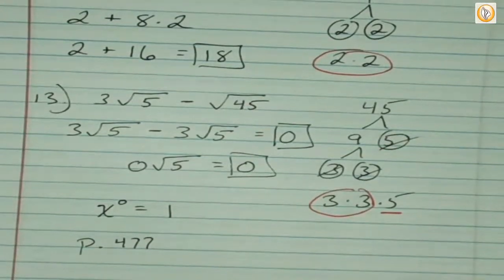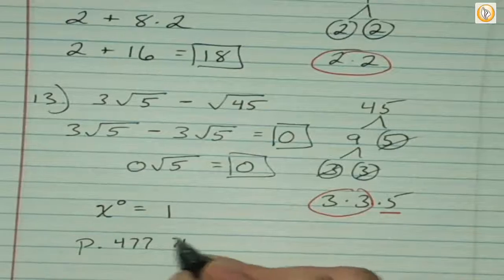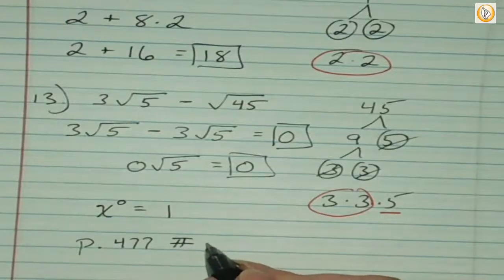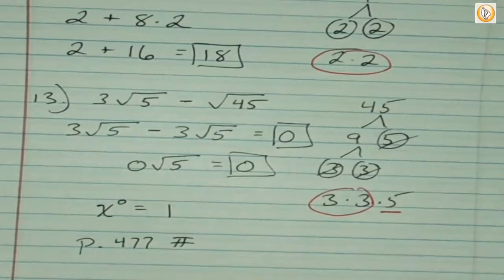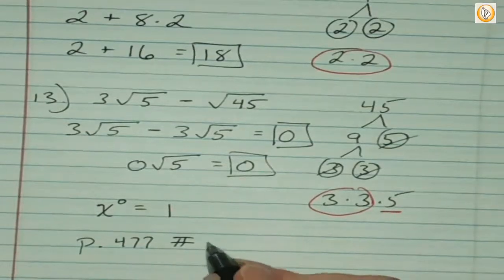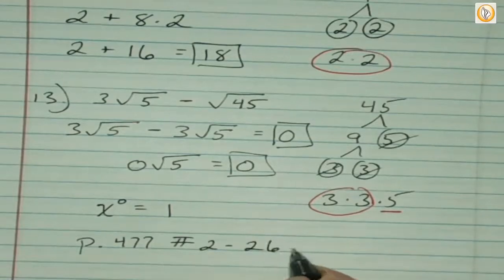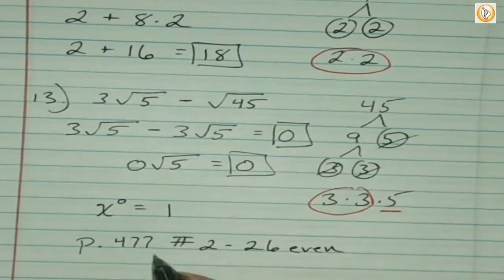And you're doing numbers, let's see. What's for lunch? Nachos. 2 through 26 even. Due Tuesday.